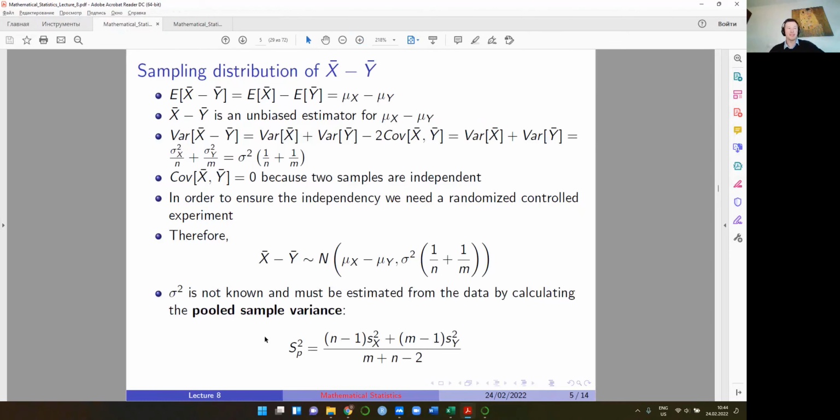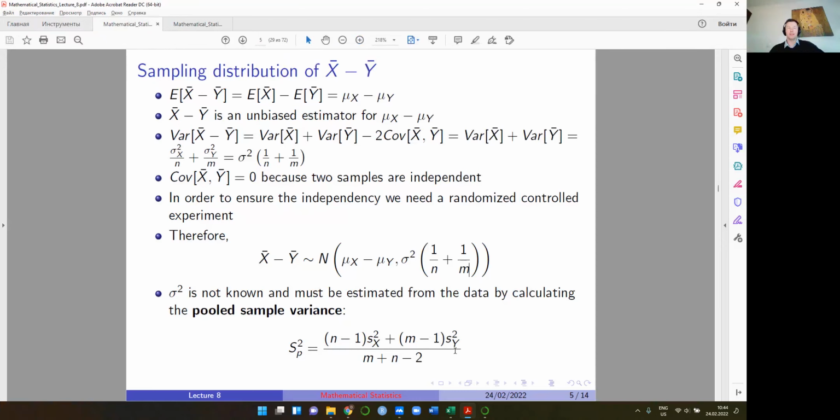And the estimator, I don't have a derivation of this because it's kind of tedious and probably you don't really need this at the bachelor level at least. But trust me that this sigma squared is estimated with the help of something called the pooled sample variance. What is the construction? We have a sample variance of x and a sample variance of y. Then we multiply them by degrees of freedom, n minus 1 and m minus 1, and then we divide by m plus n minus 2.